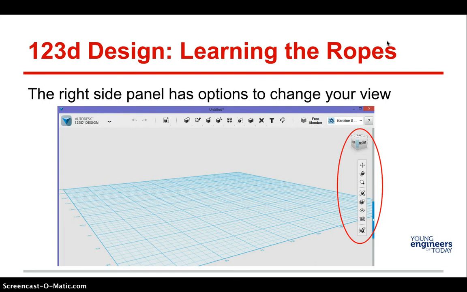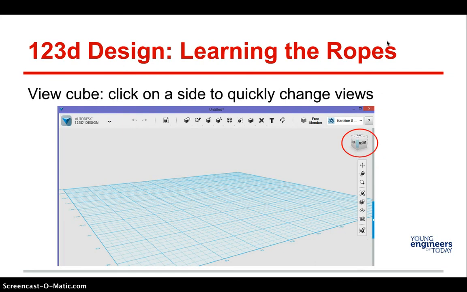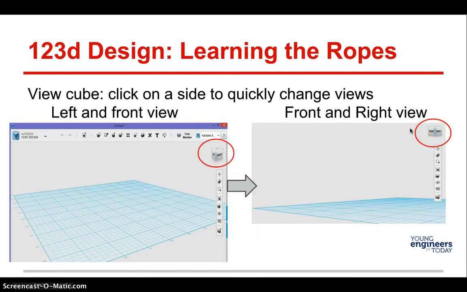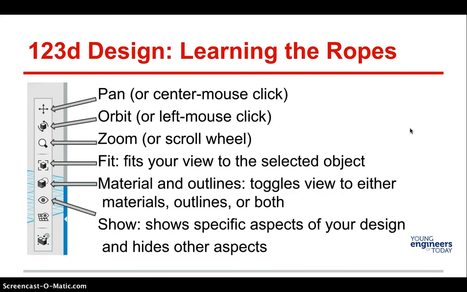Alright, the right side panel has options to change your view. This is the view cube. You click on the side to quickly change the view. Slightly above it to the left, about here, it's hidden, but if you put your cursor there, you'll see it is a home button. It will home you back to this view. Here's what it's like if you use this tool. Now, here are all the view tools that are below the view cube.